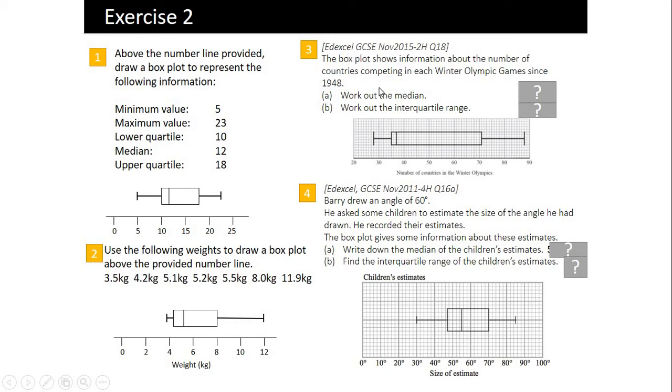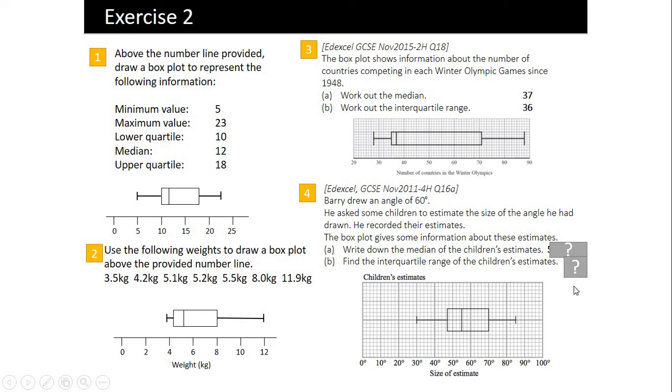Here we've got a couple of past exam questions that you could have a look at. So the box plot shows information about the number of countries competing in each Winter Olympic Games since 1948. Work out the median, so you just need to work out what the value is off here. So reading from the graph, it's 37. The interquartile range, you should be working out the upper quartile, subtract the lower quartile, so just reading off the values from the bottom, so 71, subtract 35 to give you 36.